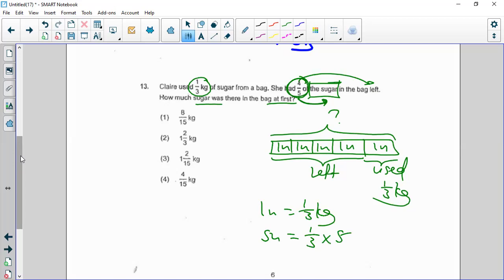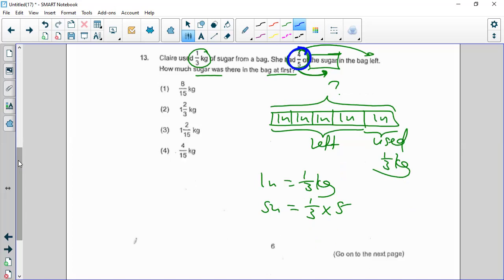So if you're stuck like Mr. Ong just now, if you're stuck, don't know how to do, then model drawing. But you must know how to draw this fraction, right? This fraction is talking about the sugar in the bag. So you have to draw a rectangle, cut into 5 boxes, and 4 boxes are left. And make sure you label, and then you can solve already.